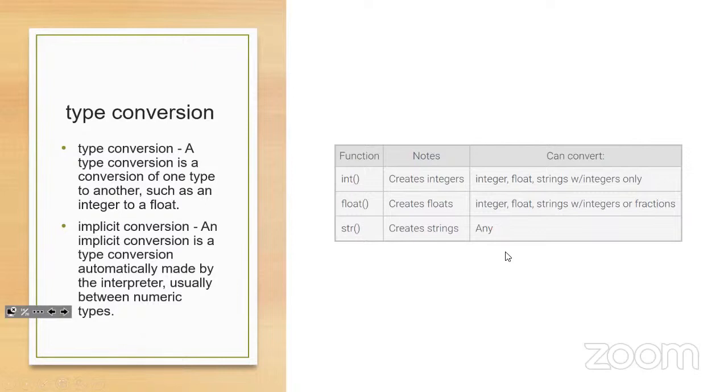You can make floats into integers. You can make strings into integers as long as they're numbers. You can take pretty much anything and make it into a string. Numbers, letters, symbols, whatever.